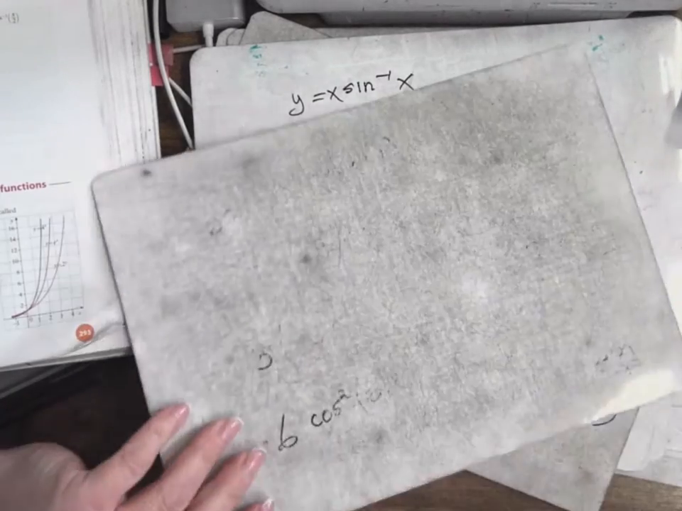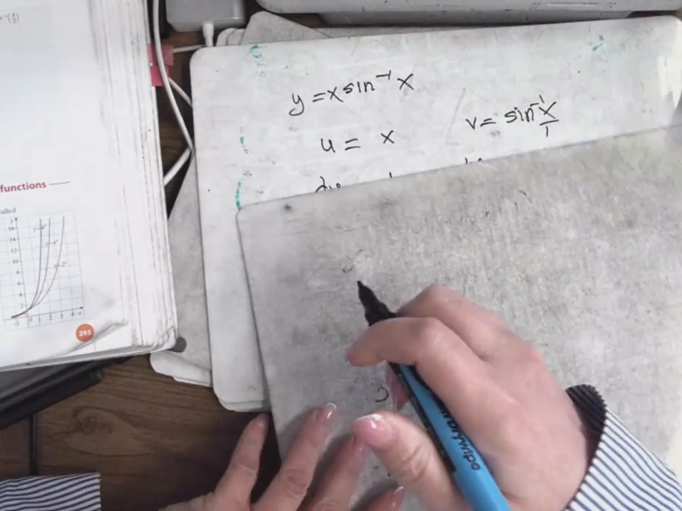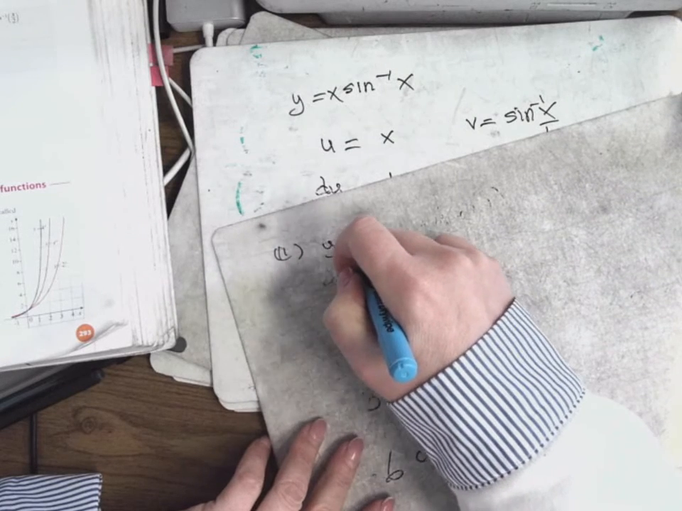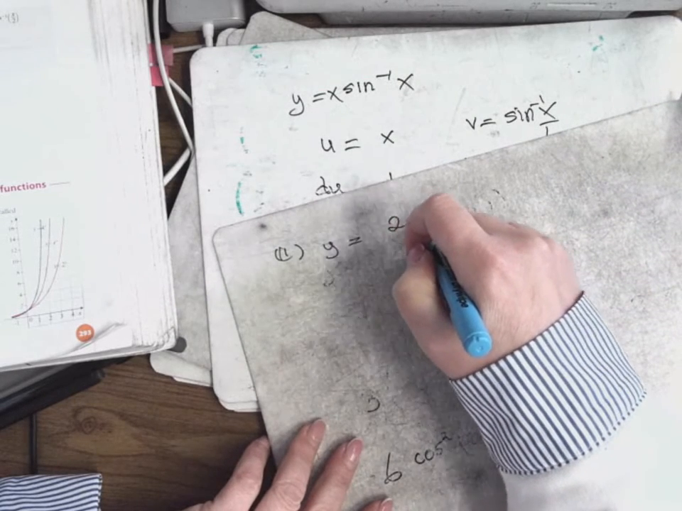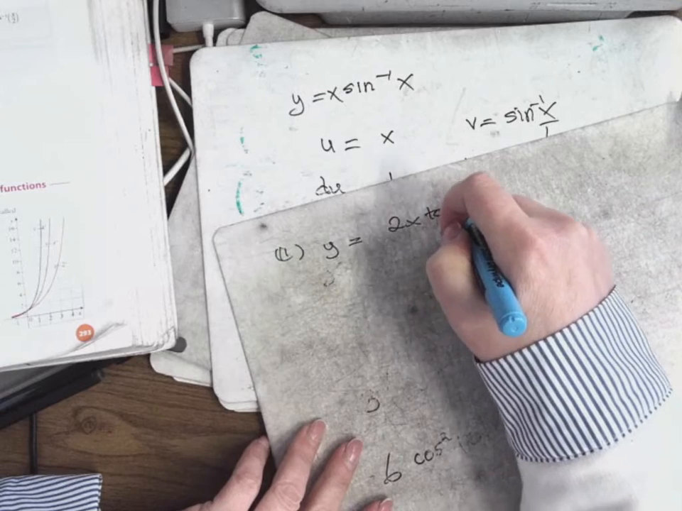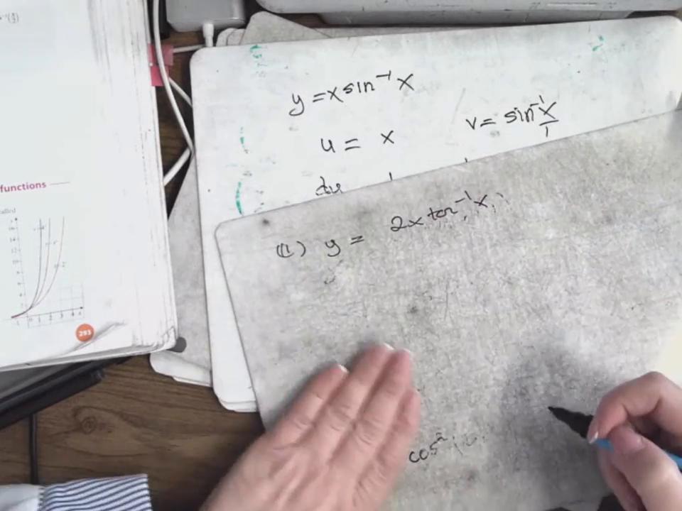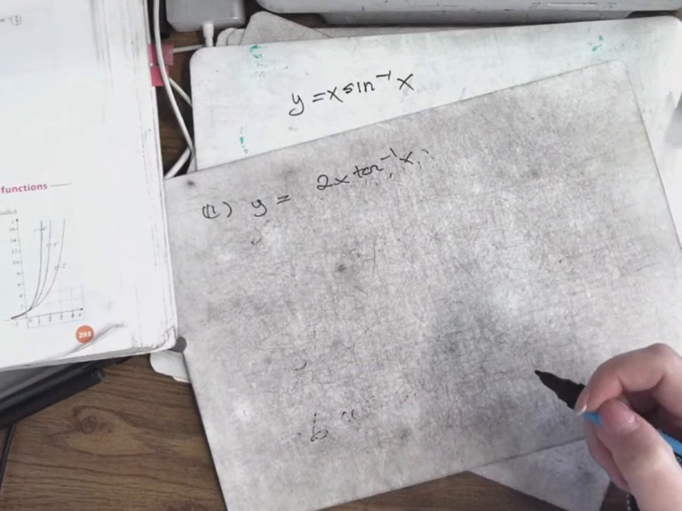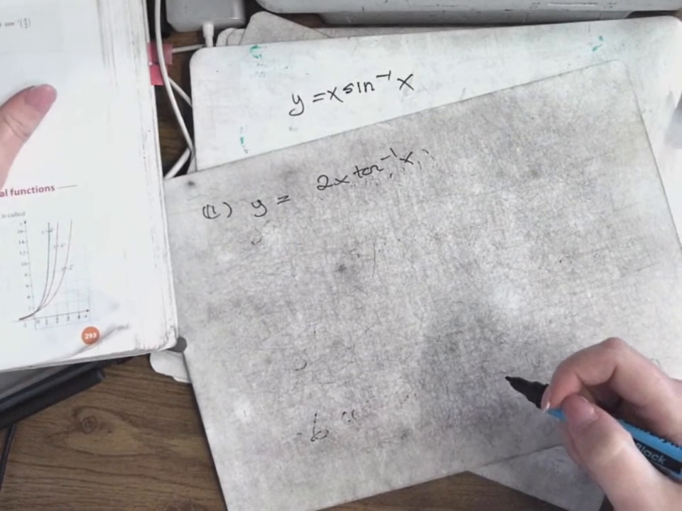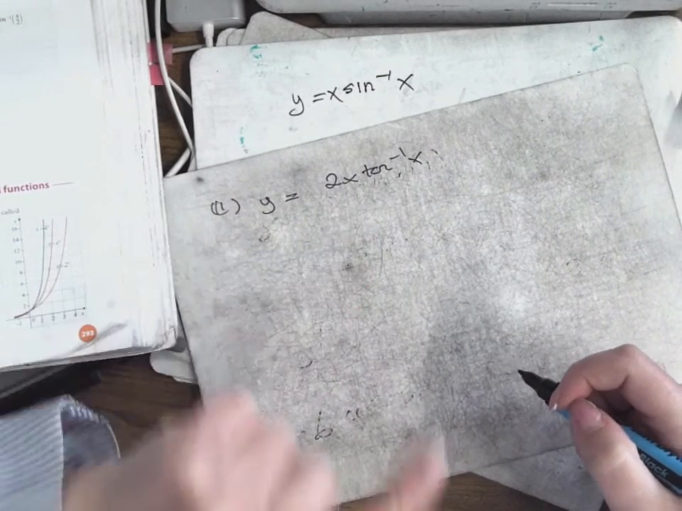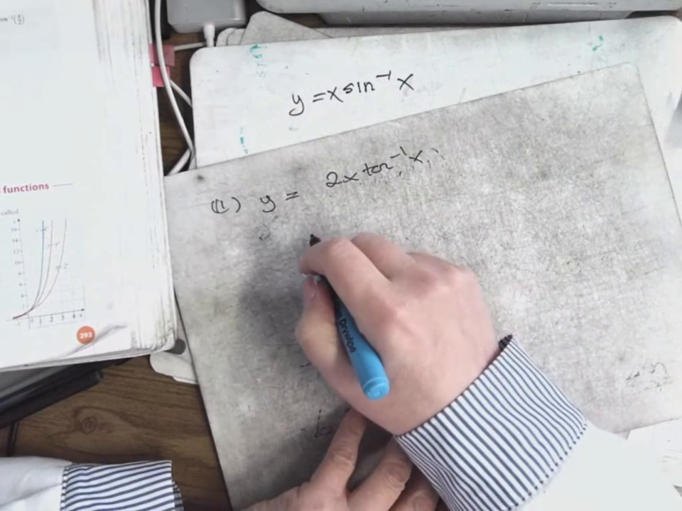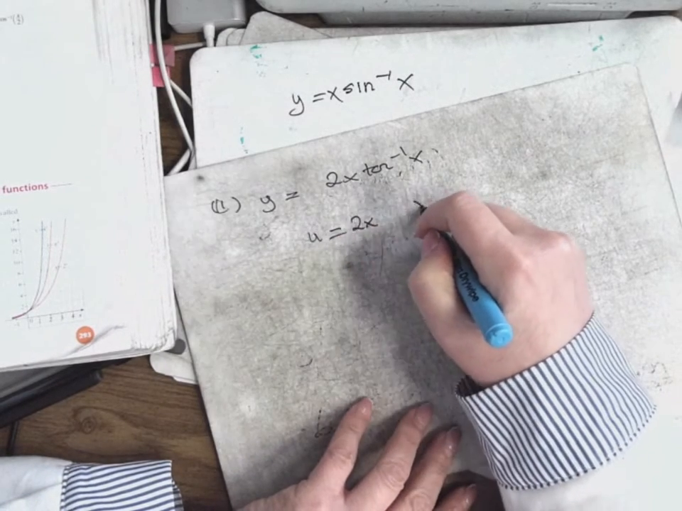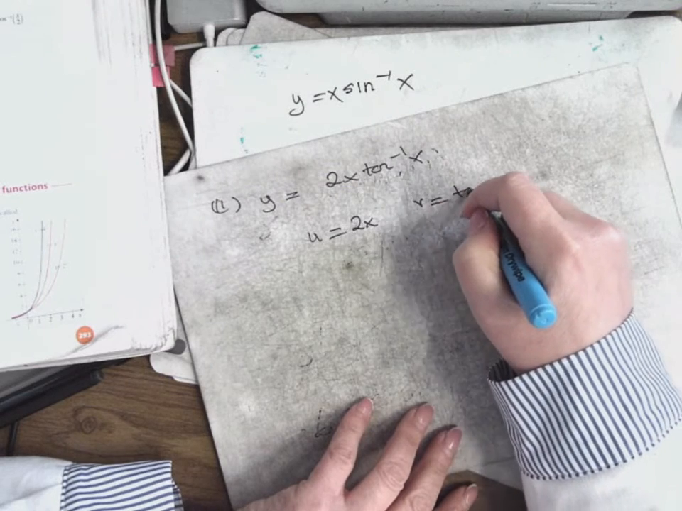And the second part of number 5, right, is part 2, y is equal to 2x the inverse tan of x. And again, I'm using the product rule. Right, in the exam, they won't tell you to use the product rule like they did here in the question. You need to recognize that that's a product. Okay, so u is equal to 2x. V is equal to the inverse tan of x.